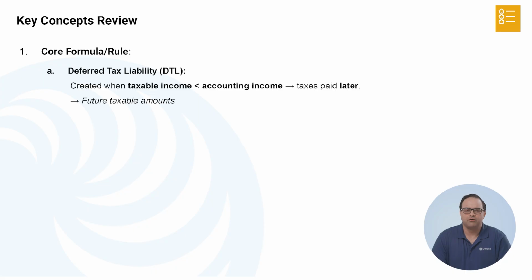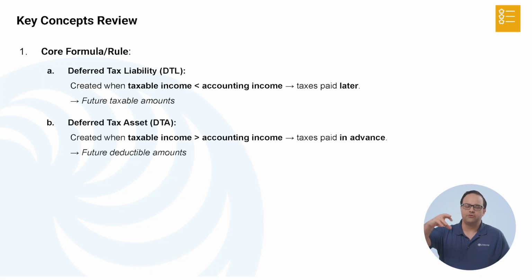So first and foremost, a deferred tax liability is created when taxable income is less than accounting income. So the idea here is that at some point in the future, the company will be paying more in taxes. That is a liability that's recorded on its balance sheet. A deferred tax asset is the opposite. The company has effectively prepaid taxes. Taxable income should be lower at some point going forward. That is a deferred tax asset for the business.